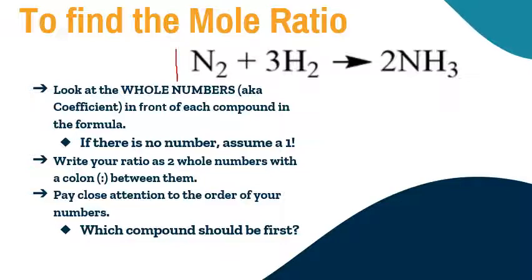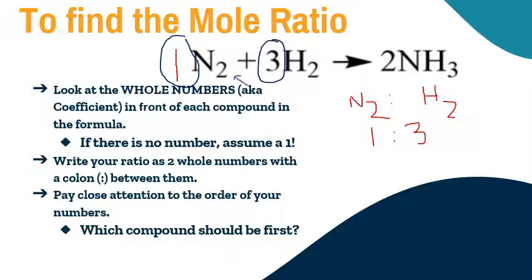Then you'll want to write your ratio as two whole numbers with a colon between them. For example, if we were trying to find the mole ratio between N2 and H2, we would write that as 1:3 because we have a coefficient of 1 in front of the N2 and a coefficient of 3 in front of the H2. Notice we do nothing with the subscripts. The subscripts are not important for a mole ratio. The mole ratio tells only the ratio of the coefficients between those reactants or products within a chemical equation.